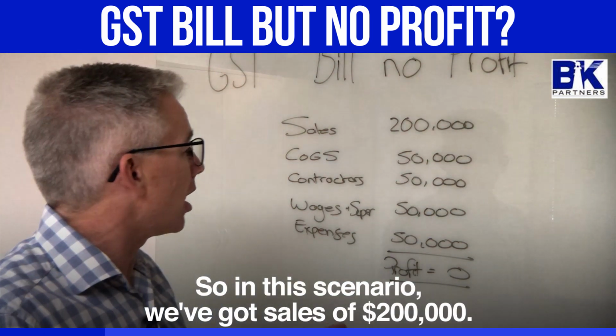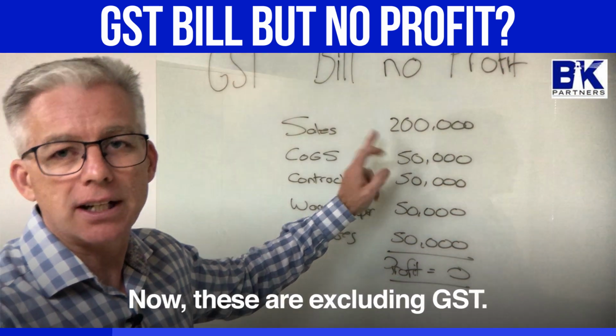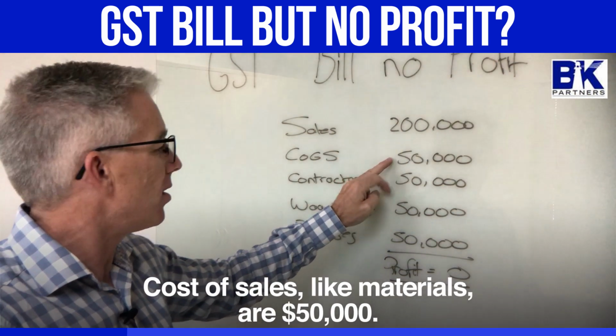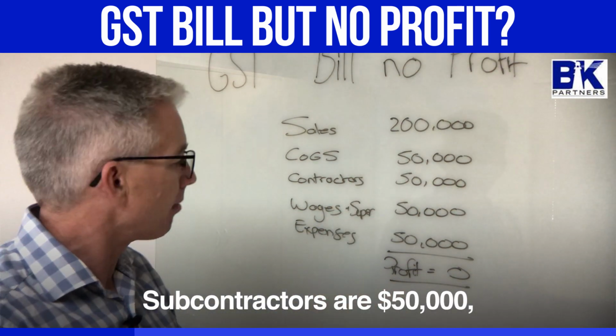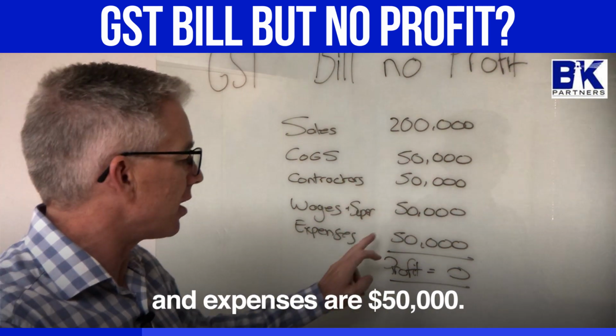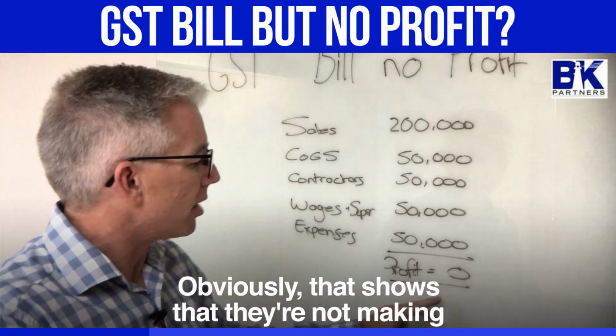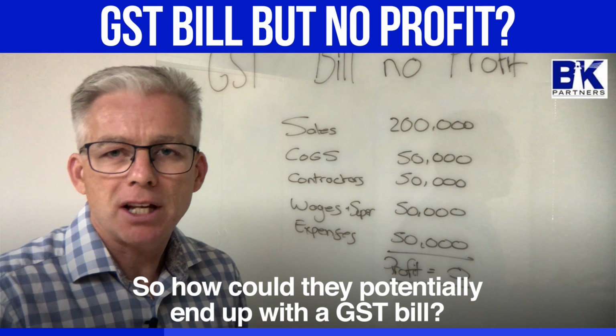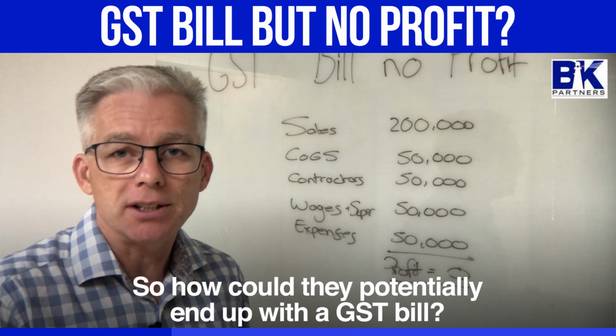So in this scenario, we've got sales of 200,000. Now these are excluding GST. Cost of sales, like materials, are 50,000. Subcontractors are 50. Wages and super are 50, and expenses are 50. Obviously, that shows that they're not making any profit within the business. So how can they potentially end up with a GST bill?